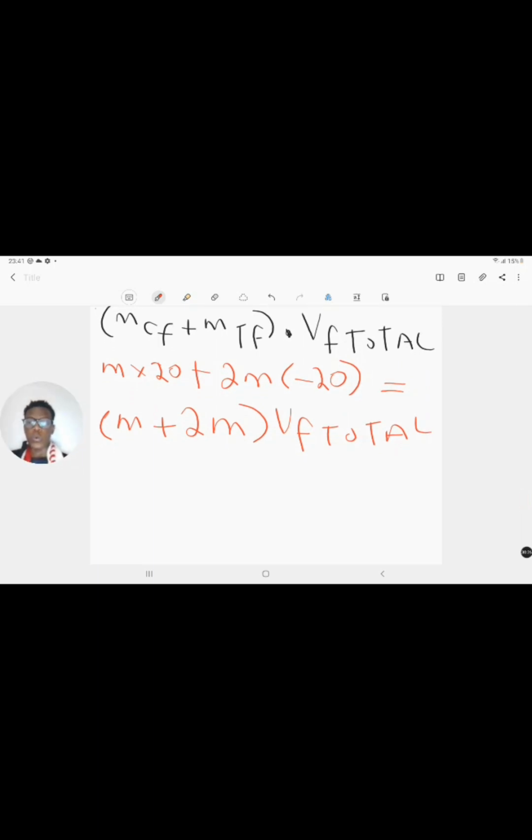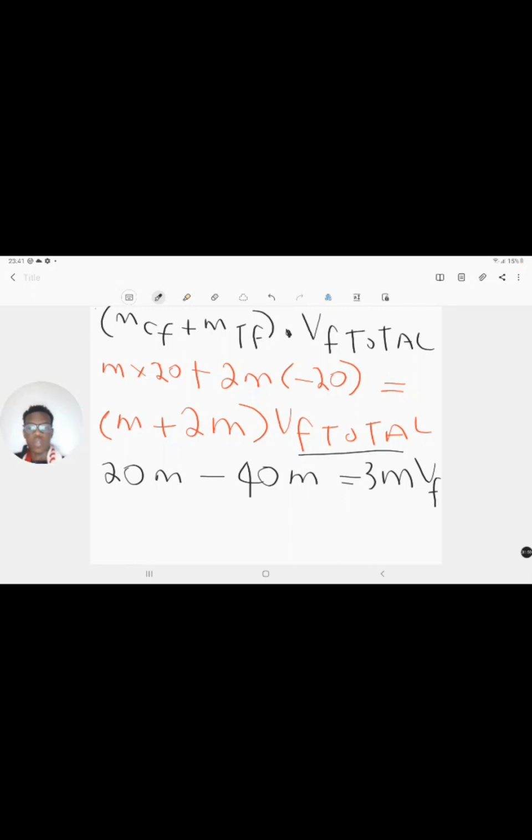Now I just simplify this equation. Okay, I'm going to go back to black pen. I'm just going to simplify. What is M times 20? That's 20M, right? Then what is minus 20 times 2M? That is minus 40M is equal to, what is M plus 2M? M plus 2M is 3M, is equal to 3M times VF total. Okay, times VF. I'm just going to call it VF there.